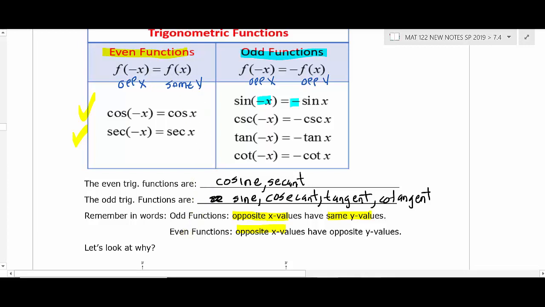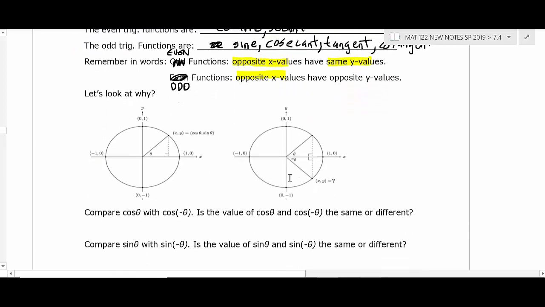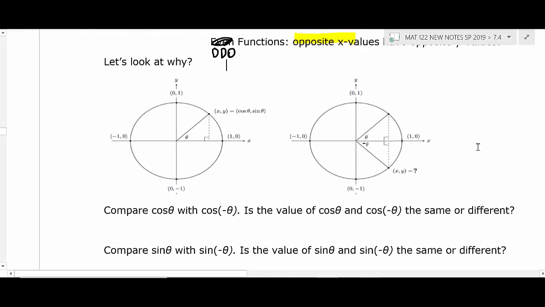So it goes this way. Even function, opposite x, same y. Odd function, opposite x, opposite y. Gosh, as much as I emphasize that, and I still typed it wrong. All right, so let's look at why this is a little bit. I'm going to zoom on this diagram a little bit so I can see it better. So let's look at why.